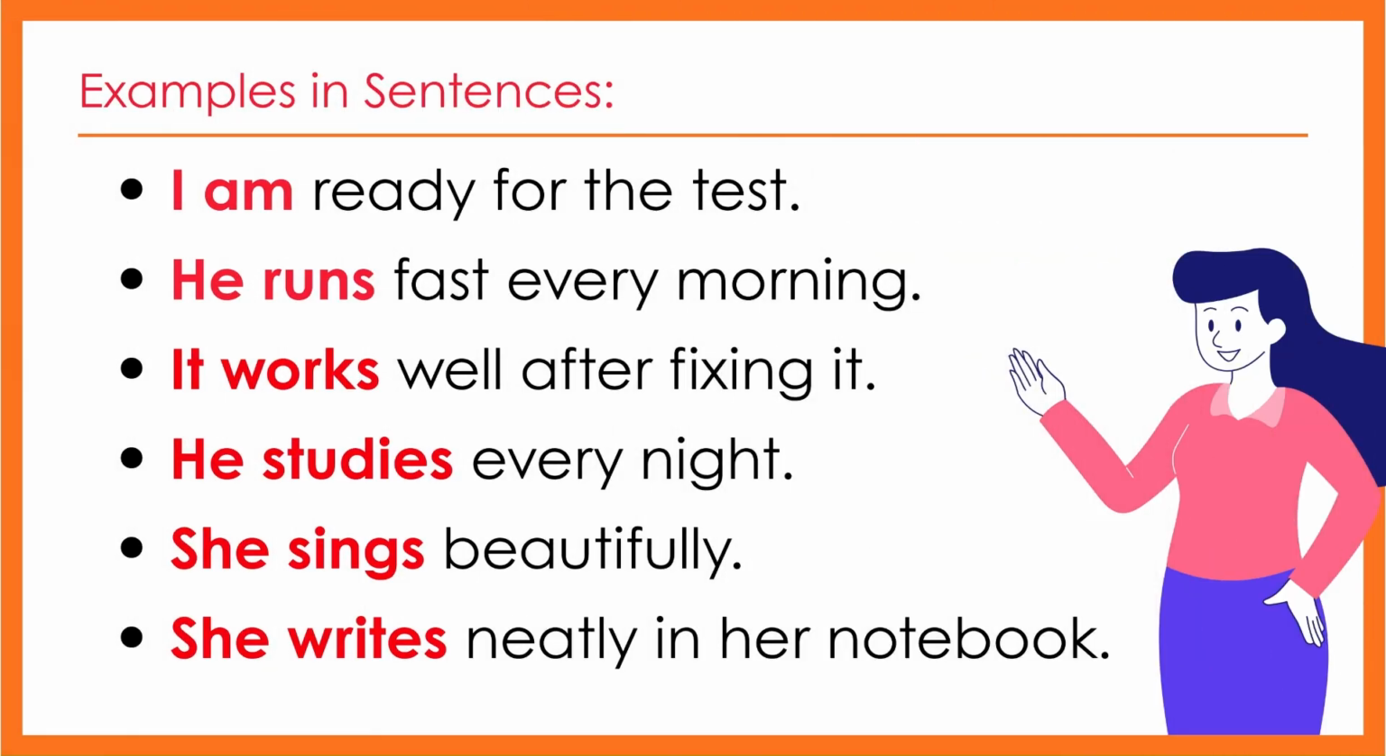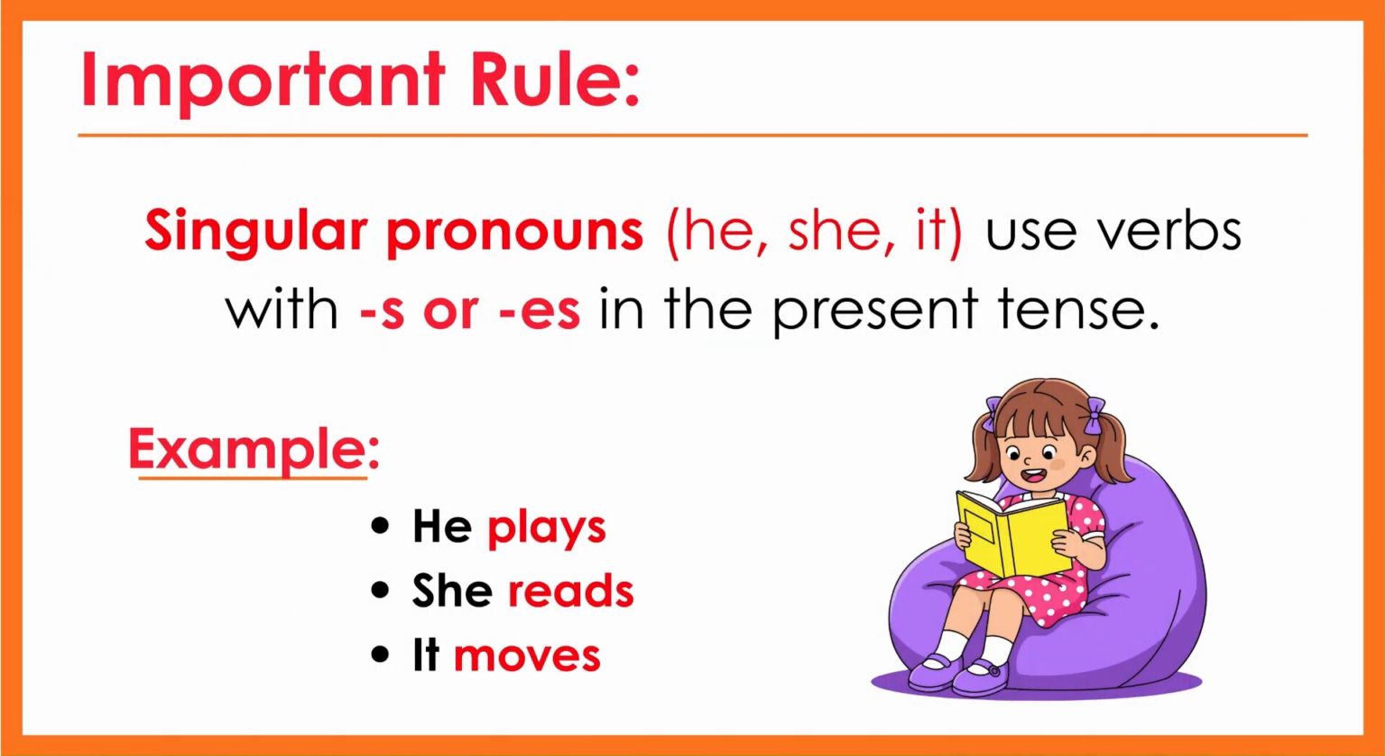Use singular subject pronouns in sentences. Let us look at the examples. I am ready for the test. He runs fast every morning. It works well after fixing it. He studies every night. She sings beautifully. She writes neatly in her notebook. Remember, singular subject pronouns like I, he, she, and it are used when we talk about one person, place, thing, or idea. An important rule about singular subject pronouns.